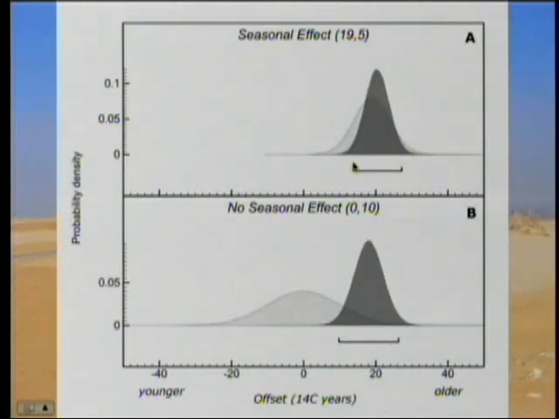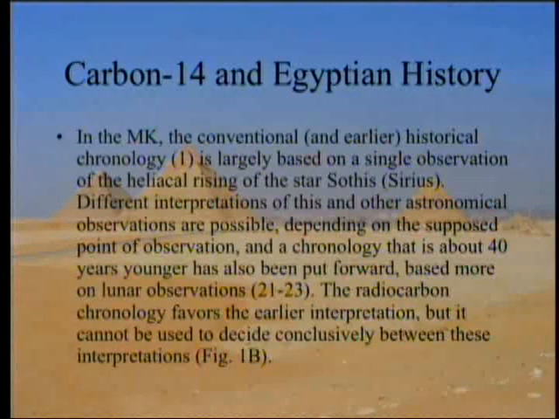Here's what happens. If you don't take that into account, you get an overlap that looks something like this. If you do take that into account, the peaks are very close to the same time. And that's why they're arguing that you need 19 and a half years to properly correlate these plant remains with tree rings. So when they do their calibration, they're going to use that. And you won't see much of the calibration itself. I think there's one slide that will show you that.